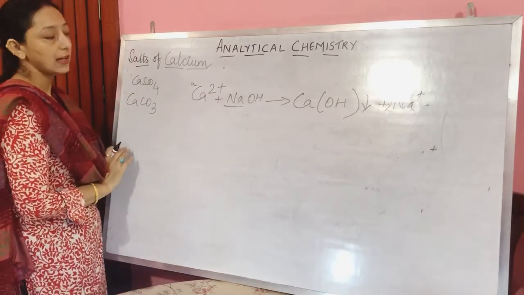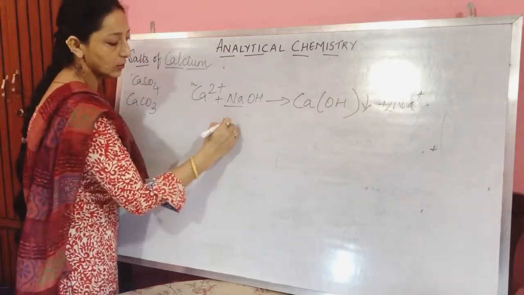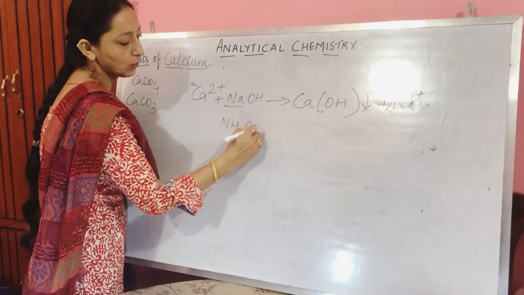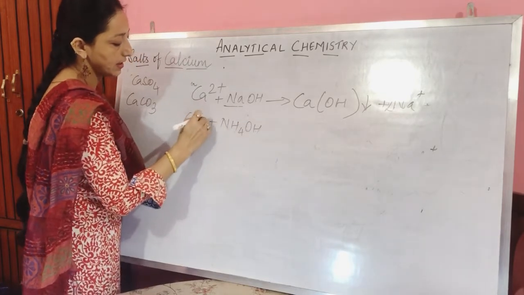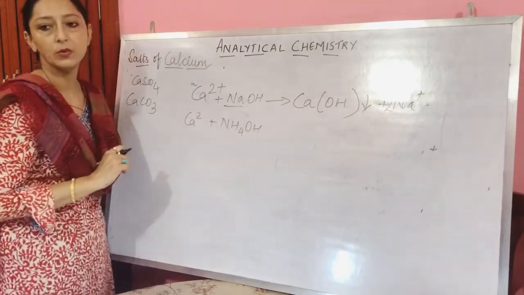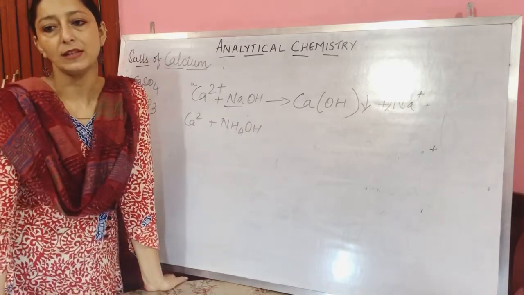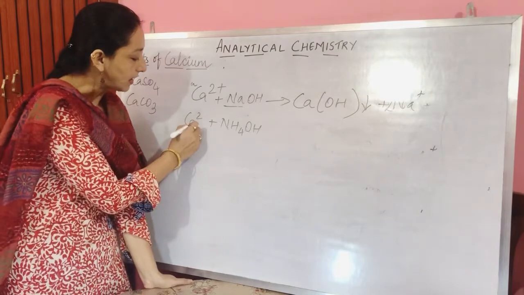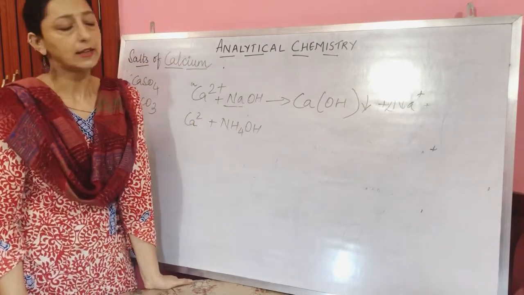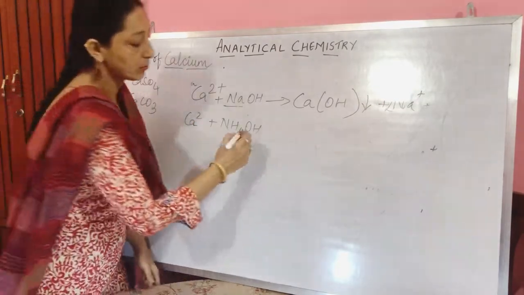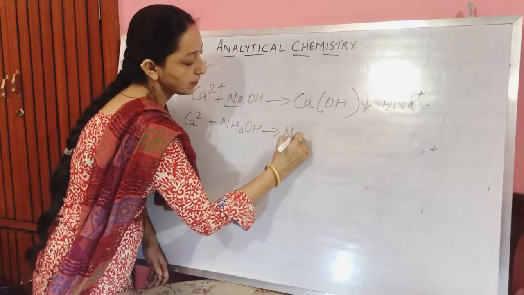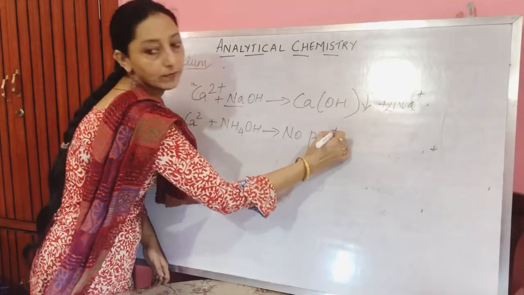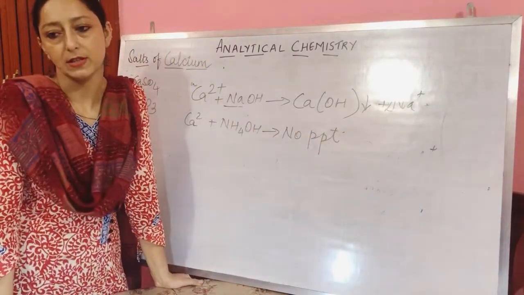Now, action of ammonium hydroxide, NH4OH, on this calcium ion solution. When ammonium hydroxide is added to a solution which has calcium ions, it does not form any precipitate. There will be no precipitate.